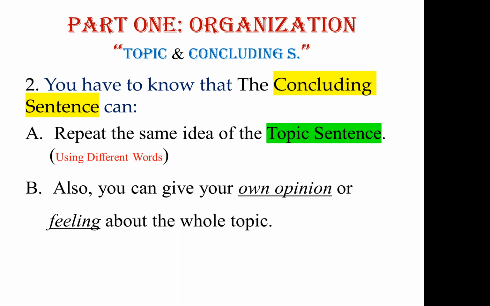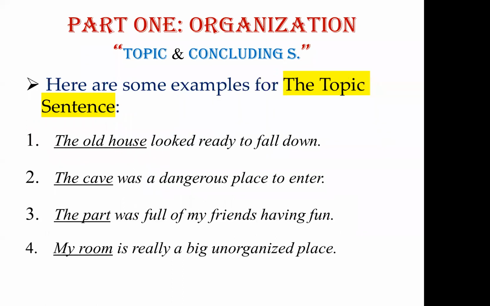But before this, in chapter 2, we said that the concluding sentence can repeat and summarize the whole paragraph, summarize the main points, using different words. But here we are repeating the topic sentence. Also, you can give your own opinion or feeling about the whole topic. So you either can repeat the topic sentence or you can give your opinion and feeling about the whole topic. Right now, I'll be taking concluding sentences about these topic sentences.